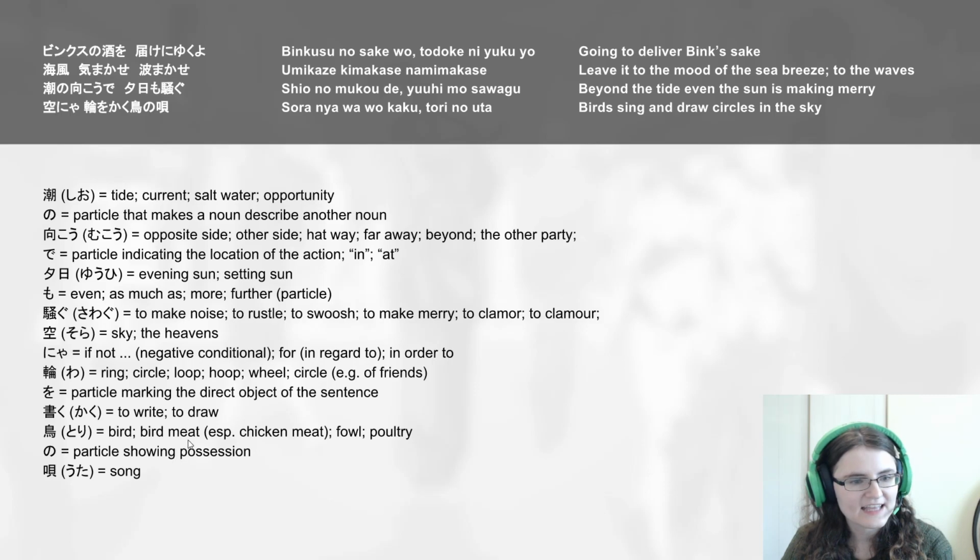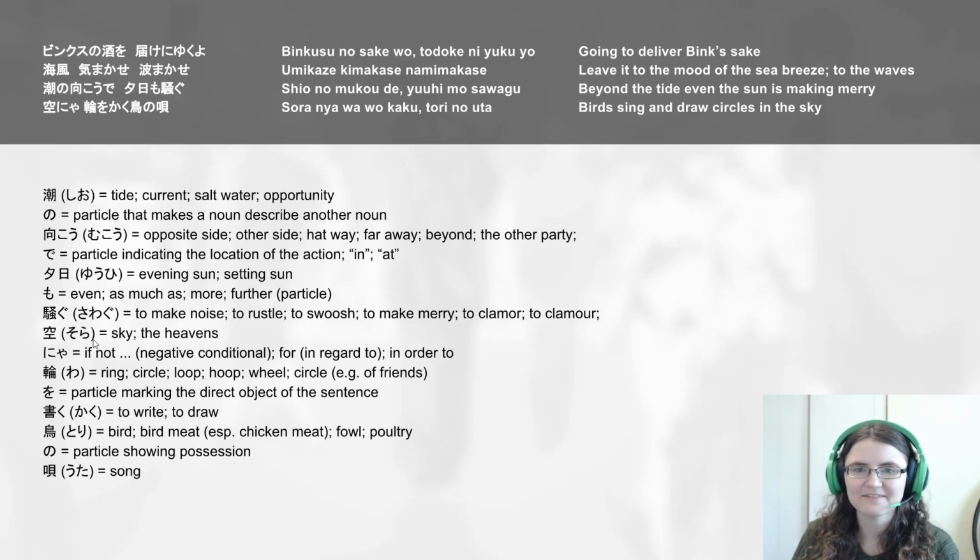And then tori is a bird or bird meat, like chicken. It's just a bird here, not eating them. And then no is showing the possession. So like the bird's song, the bird's uta, tori no uta is the bird song. So birds are singing and drawing rings in the sky. Kind of singing and flying around up there, having a good time.